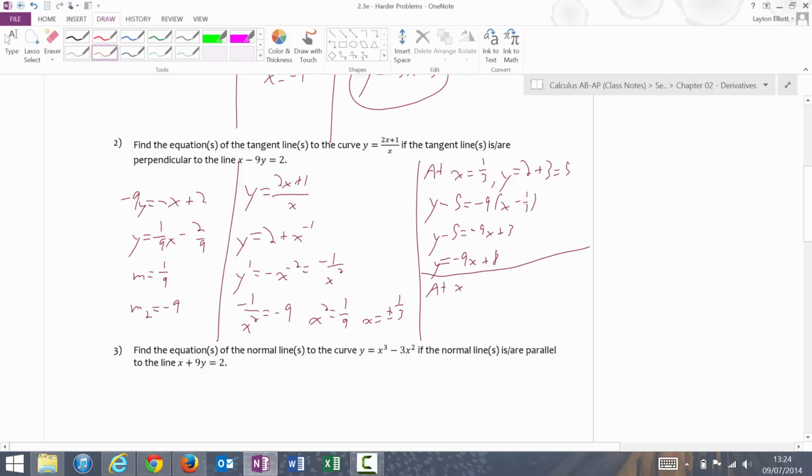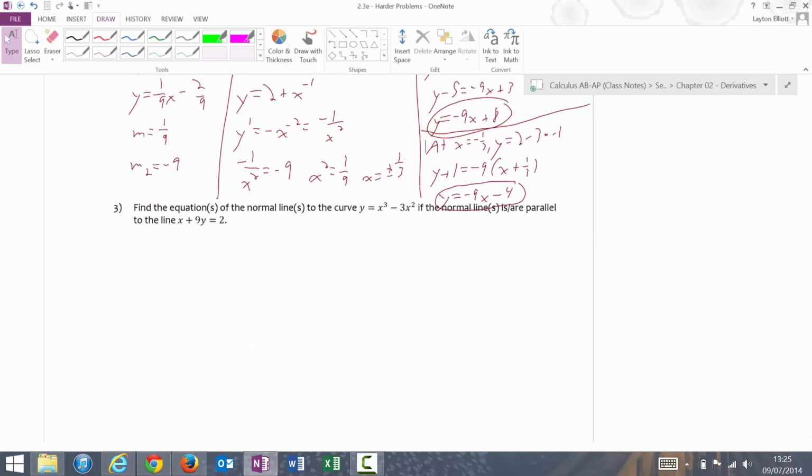Then at x equals -1/3, y equals 2 minus 3, or -1. So you get y minus -1 is equal to -9 times x minus -1/3, or y equals -9x minus 4. So there's your two possibilities.